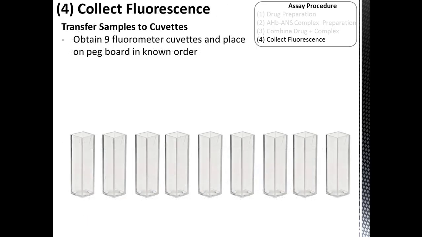Congratulations, you've made it to step 4. You are now ready to collect the fluorescent signal from your samples. You first need to obtain 9 fluoromina cuvettes, and you want to place them all in a line on your pegboard. Okay, and try and keep them all in a straight line from 0 to 8.